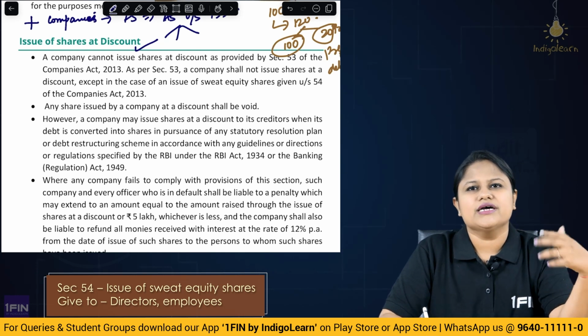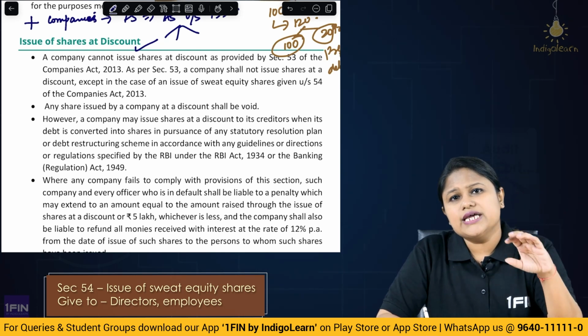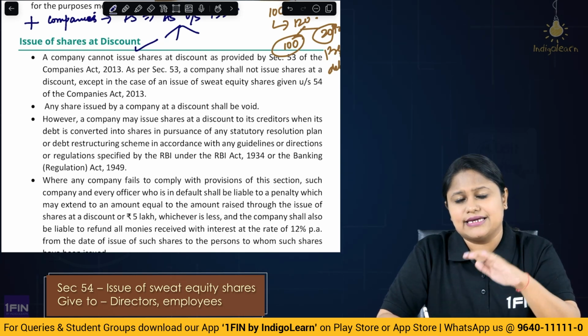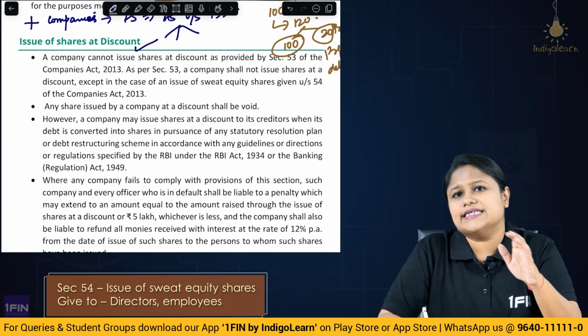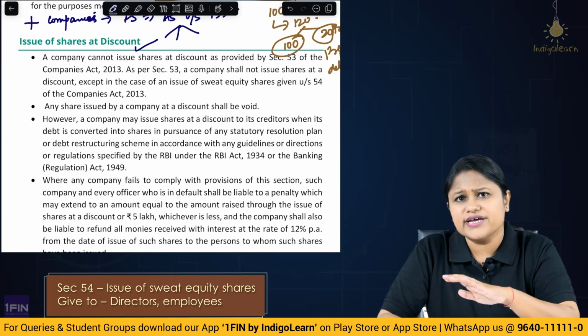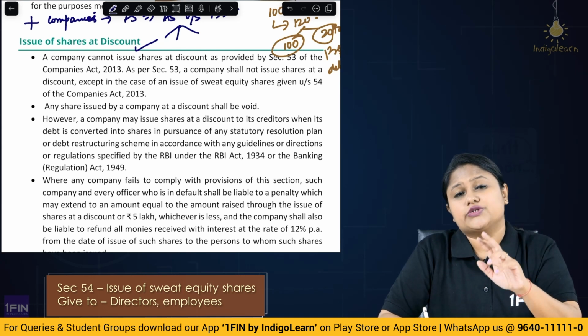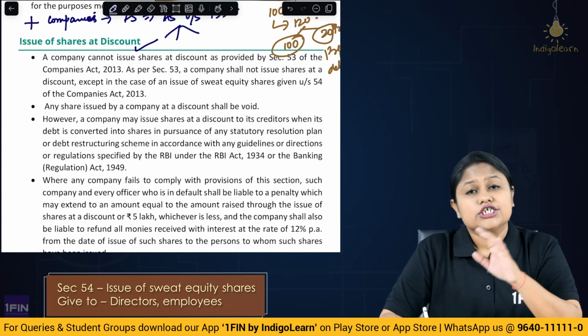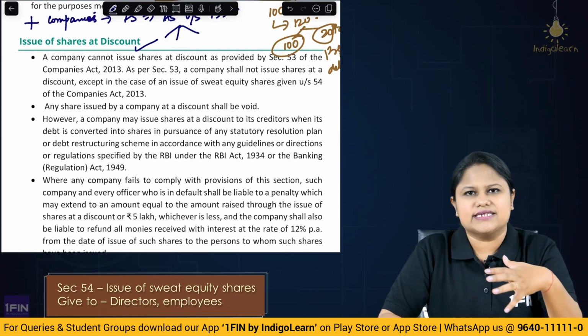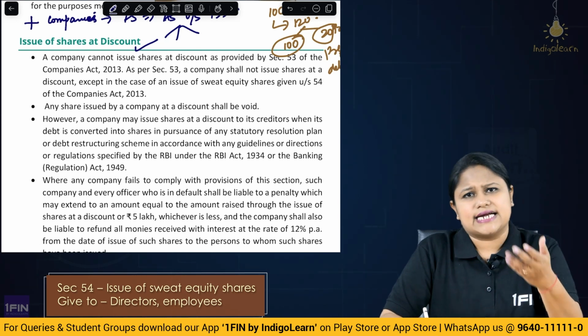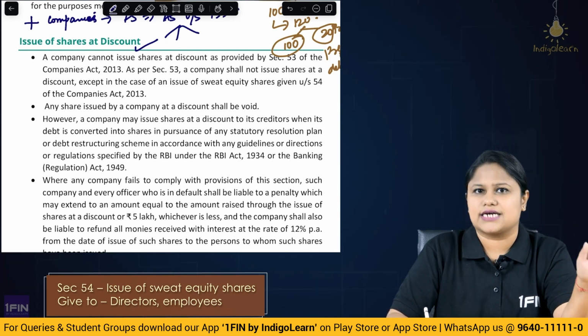Okay, so we call them to be what? Sweat equity shares. Now, for sweat equity shares, even the language used is "notwithstanding anything contained in section 53." Company can issue the sweat equity shares at discount. So when shares are given to the employees for the contribution that they have done significantly to the companies, then in that case the shares can be given at a discount.